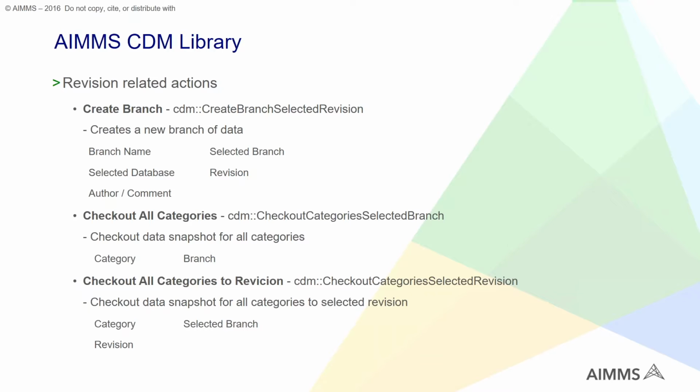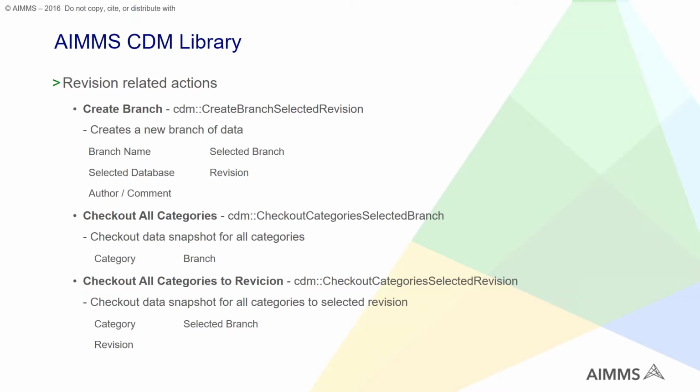You have to have a database selected. You have to have selected from which master revision you want to create a branch from, and from which branch as well. Information sent with creating a new branch is as well the author.